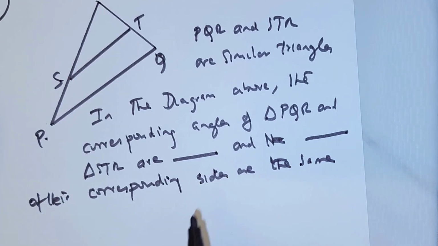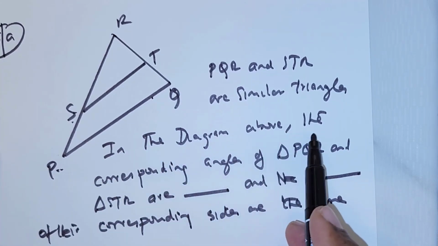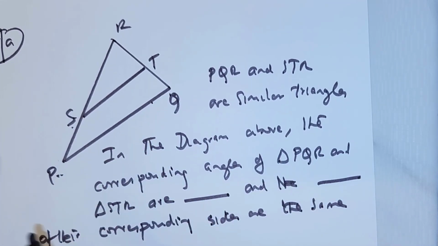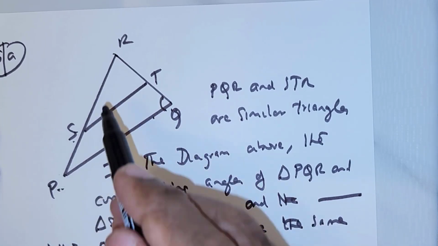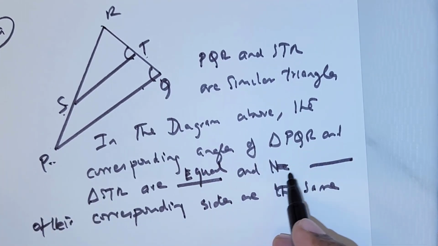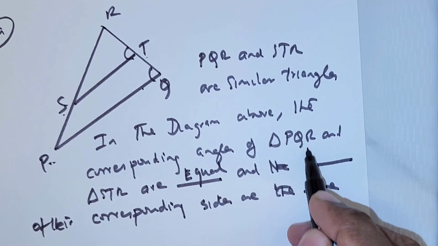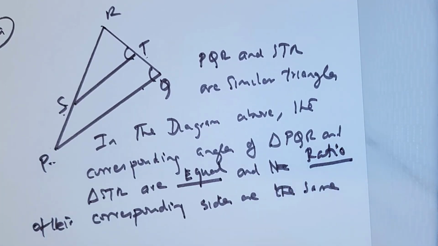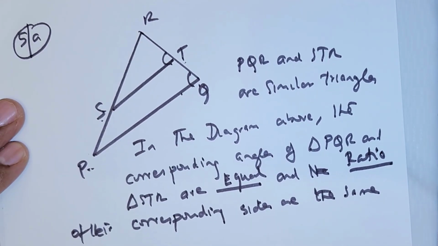Now clearly PQR and STR are similar triangles. So in the diagram above, the corresponding angles of PQR and STR, see, the corresponding angles are going to be equal, right? And the dash of the corresponding sides are same. The ratio of the corresponding sides are same. So that is the solution for this question.